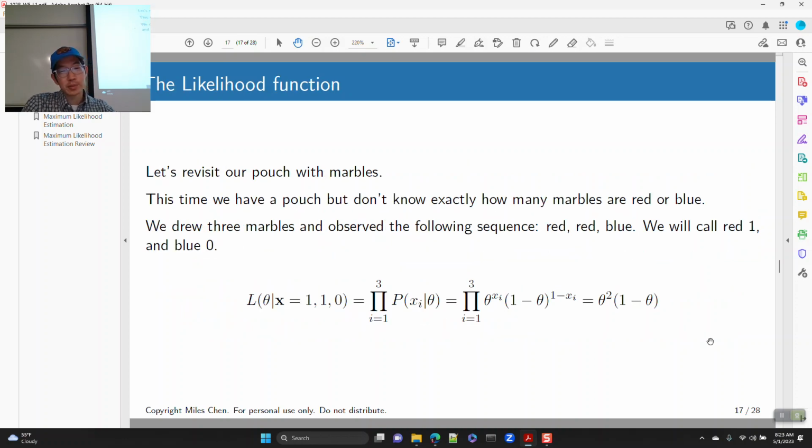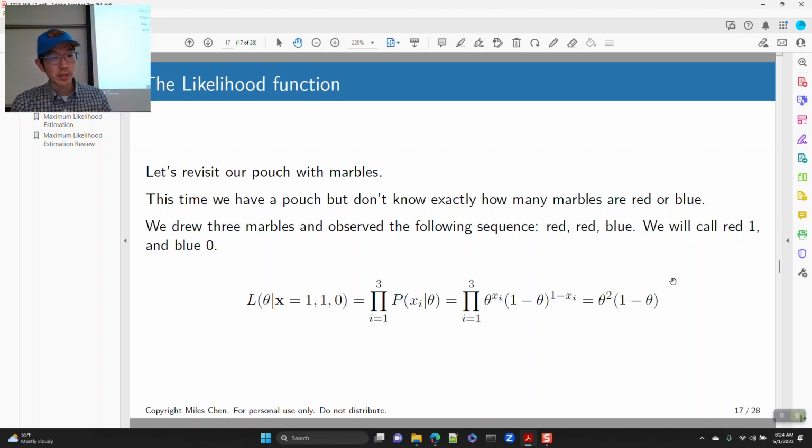So we'll revisit our pouch with marbles. This time in our pouch, I don't know exactly how many marbles we have, or exactly how many are red or how many are blue. But what I'm doing now is picking a marble out and looking at it, with replacement, and I get the following sequence: red, red, and blue. So we'll call red 1 and blue 0.